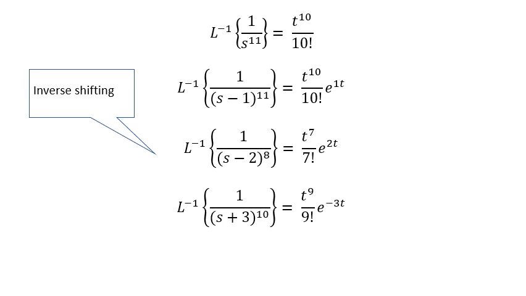So the third example, Laplace inverse of 1 by (s plus 3) raised to 10. So 1 by s raised to 10 is t raised to 9 by 9 factorial. Now instead of s plus 3, we apply the inverse shifting and a here is minus 3. So it is e raised to minus 3t.